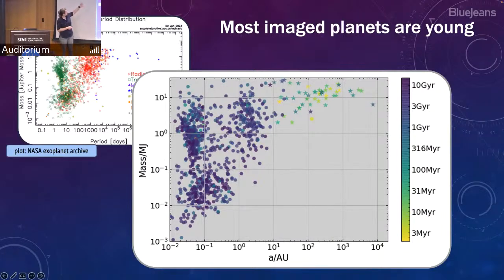So this is a plot where I've taken the classic diagram of all of the exoplanets, and I've color-coded them by age. And you can see the directly imaged planets, which I've marked with stars, really jump out as a very different population than the radial velocity and the transit planets that we know about. These are much, much younger systems than the bulk of radial velocity and transiting planets.